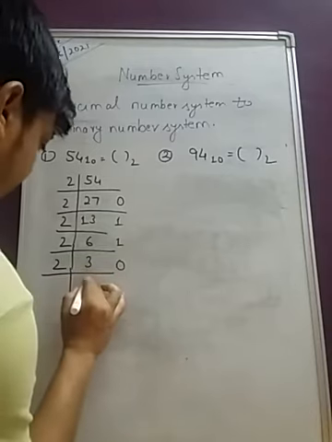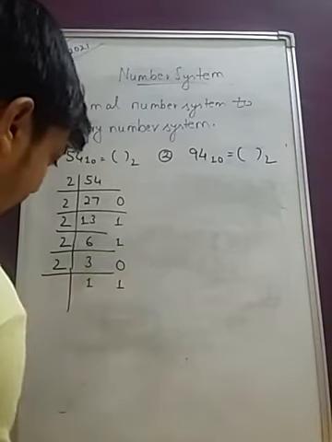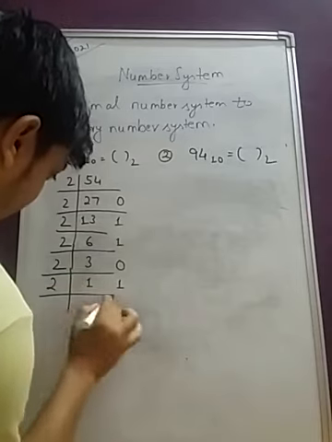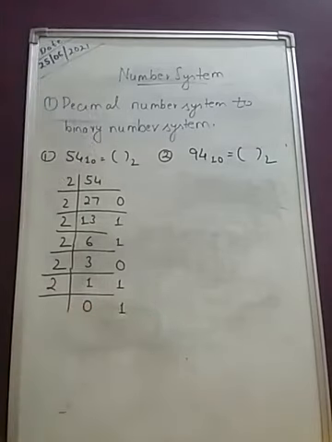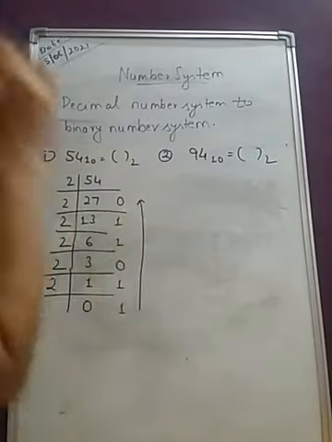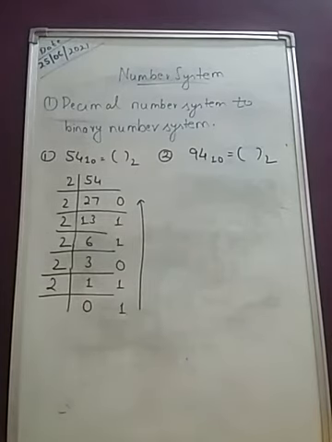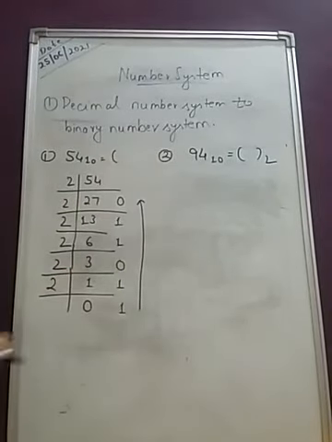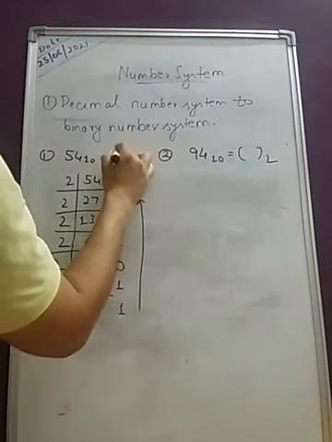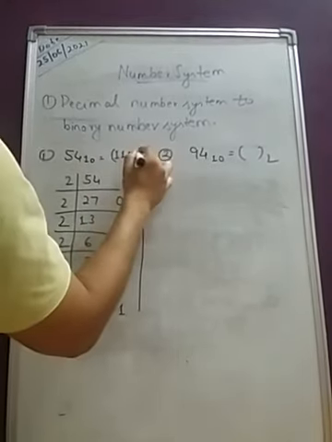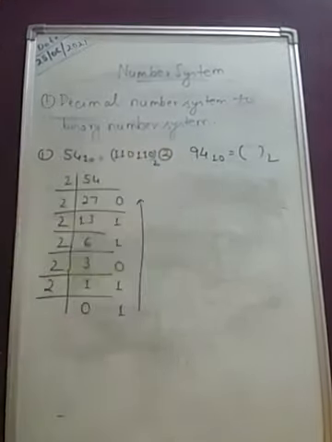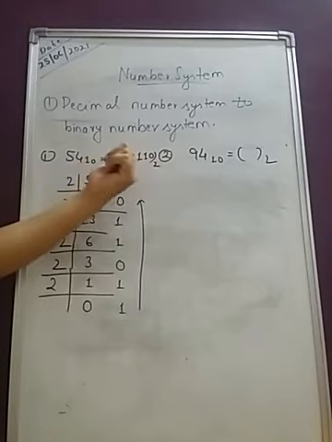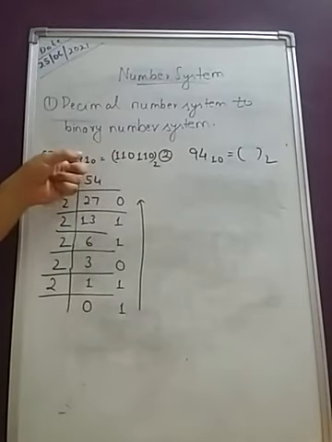Next, 3 is divided by 2, you will have 1 as the quotient and 1 as the remainder. After this, 1 divided by 2 gives 0, and 1 will come as the remainder. So from here onwards, I have told you that you have to write it from bottom to top. So the output for this will be 110110. This is the binary equivalent of the decimal number 54.